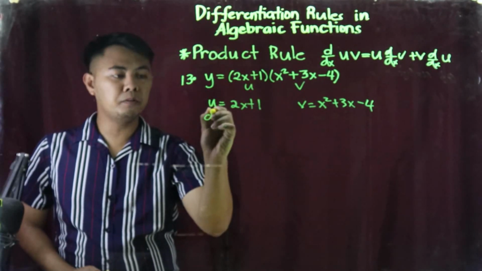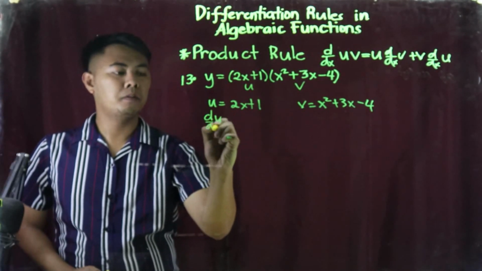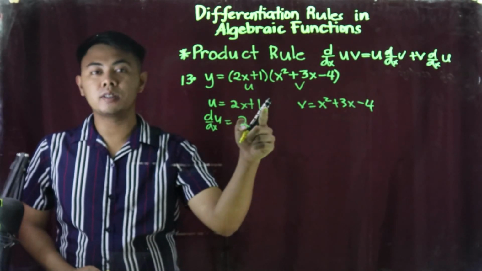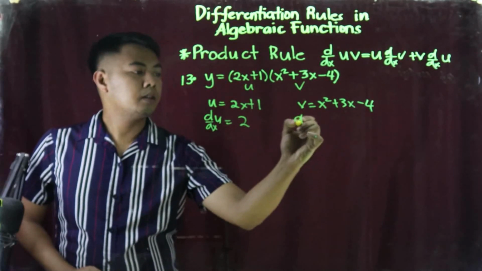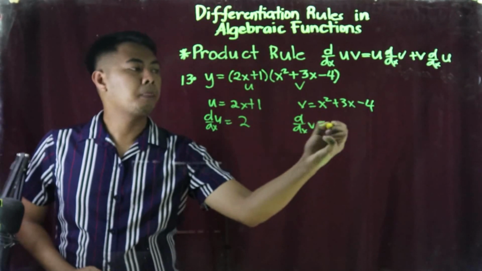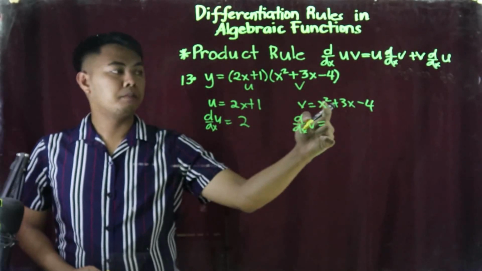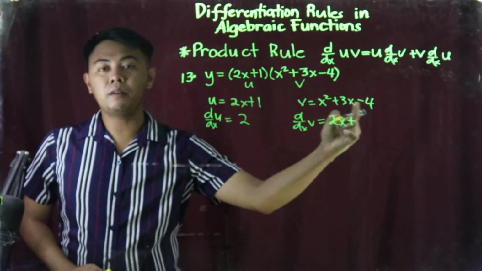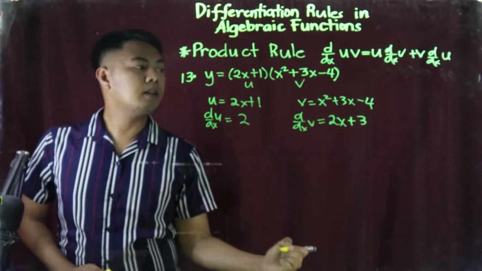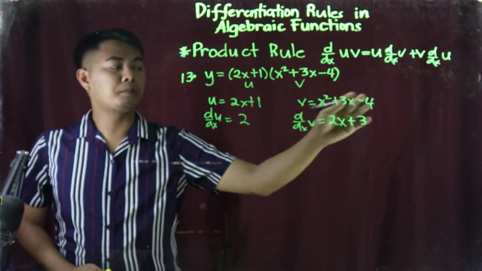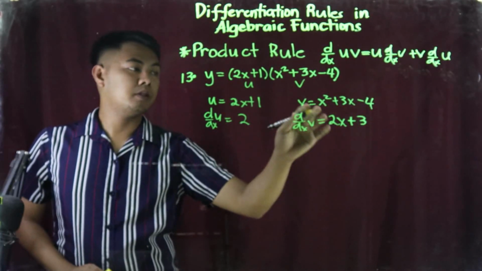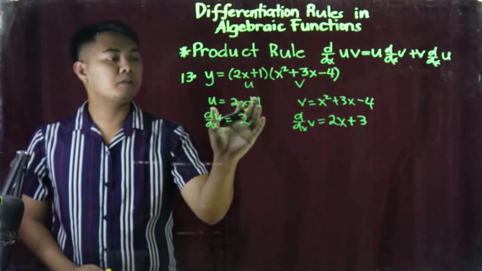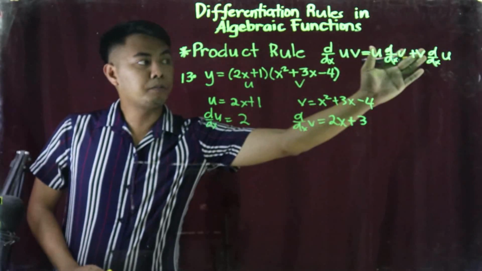Okay? So the derivative of u is 2. The derivative of 2x is 2. The derivative of 1 is 0. Next, the derivative of v. Bring down 2, subtract 1 from the exponent, plus the derivative of 3x is 3, and the derivative of negative 4, or minus 4, is 0. So this is the derivative of v, and this is the derivative of u. And then, we're going to use this in the formula.